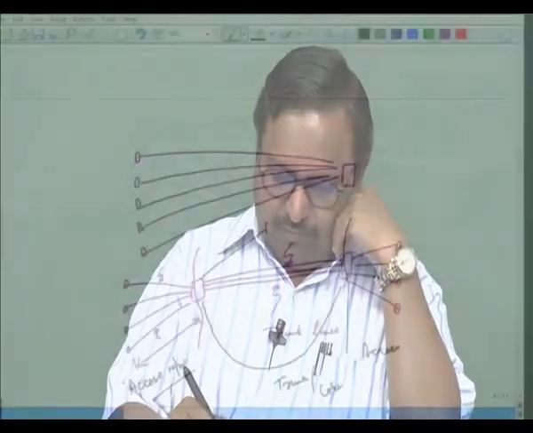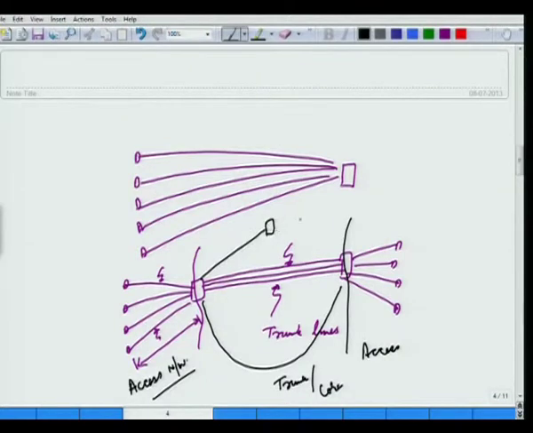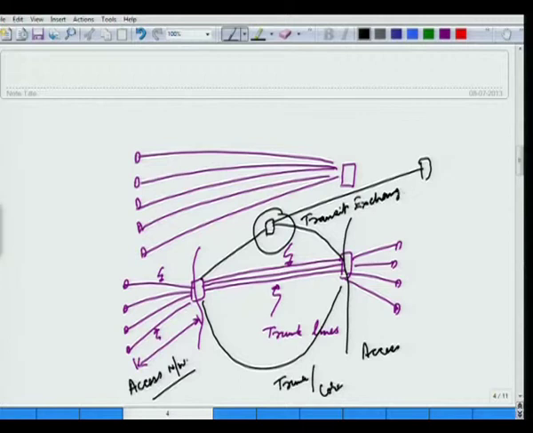Now, in between it is also possible that I might connect to another exchange, something like this. There are no users connected to this one, but it permits the calls to go through, like an interconnect. We call it a transit exchange.